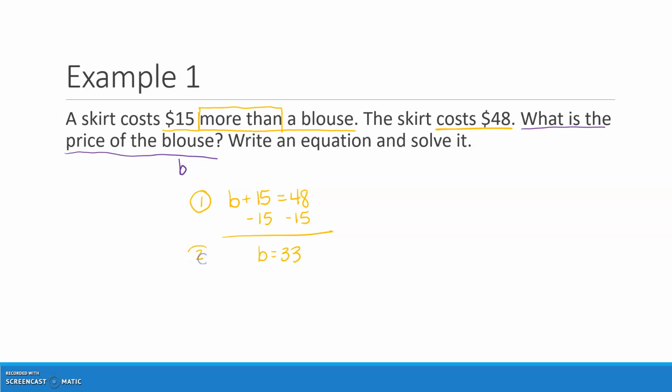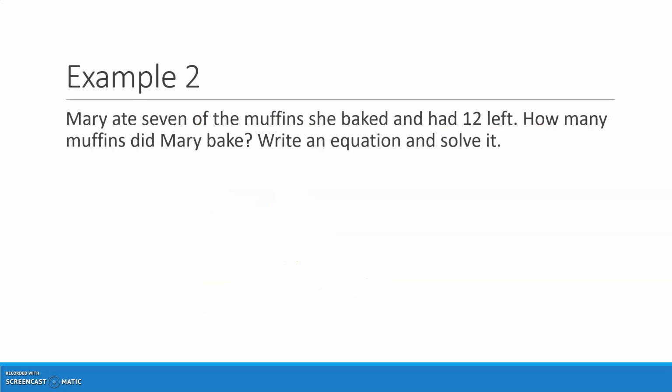So there's the second part. There's your answer. And the third part that we have to show is our sentence. The blouse costs $33. And that's it. Let's do one more.